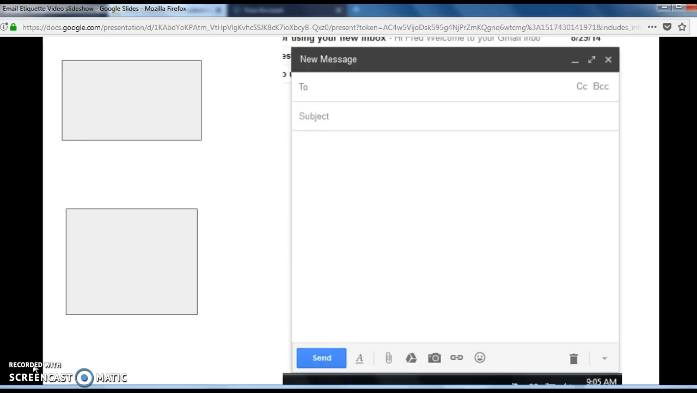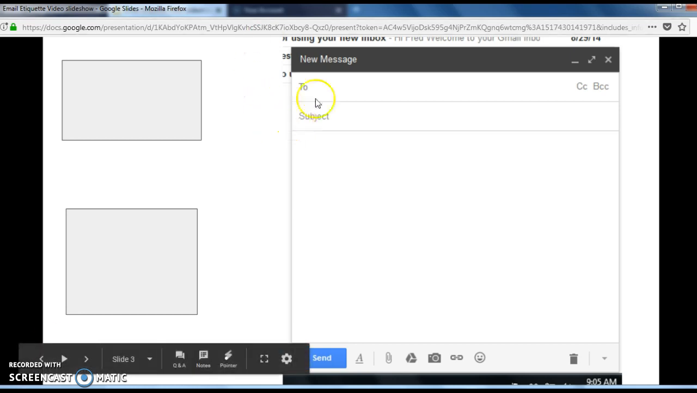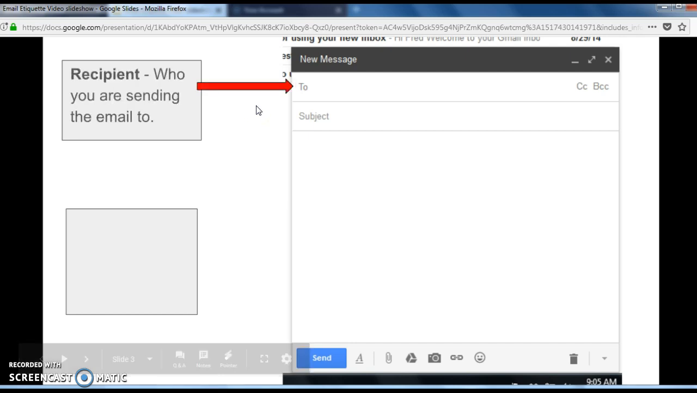Before we get started, let's look at the parts of an email. This is what a blank email looks like. The first thing we're going to talk about is the "to." It's also known as the recipient, and that's who you're sending your email to.